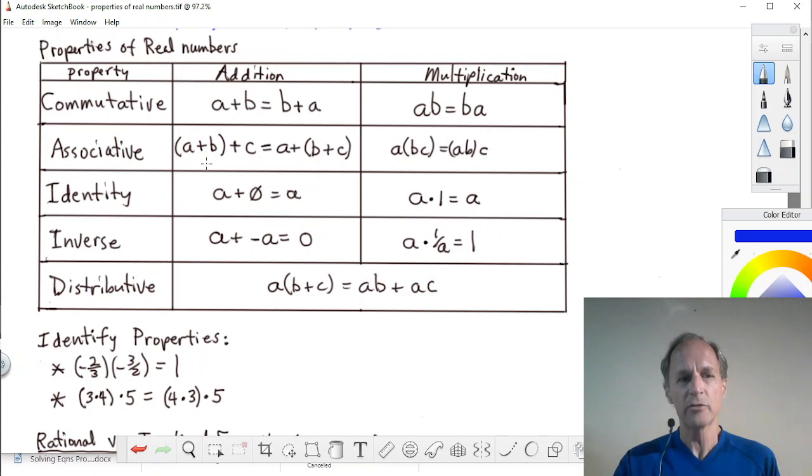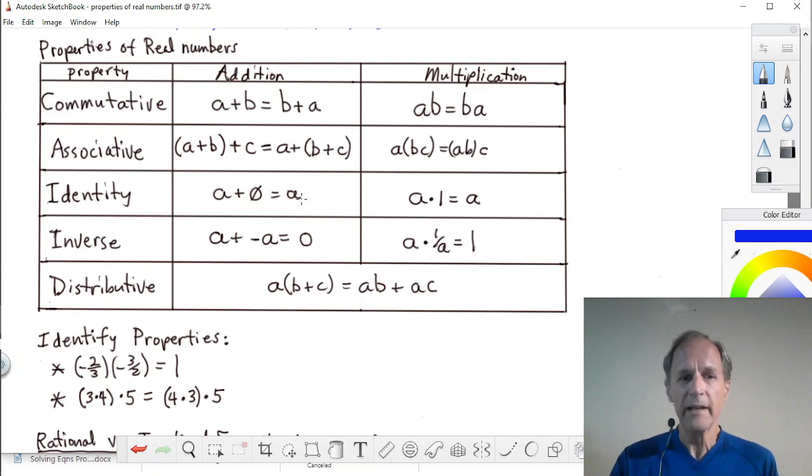Associative is about grouping. We did not change the order here. It's ABC, ABC. The order is the same, but you can group A plus B together and do that first, and then add C, or you can group B plus C together and then add A. Multiplication, same thing. The grouping does not matter. Okay, and there it is.